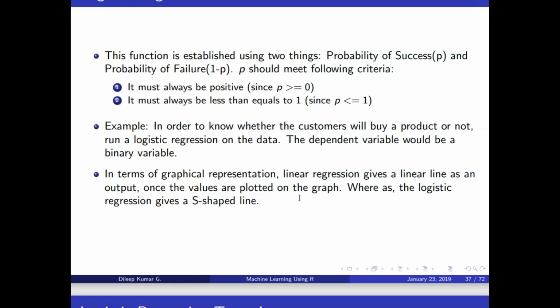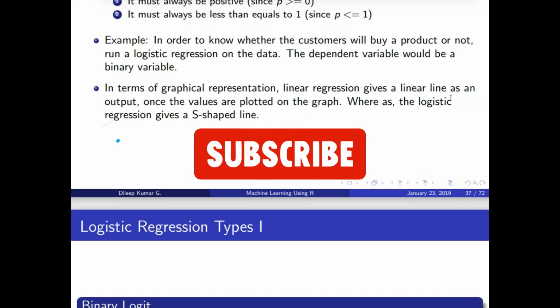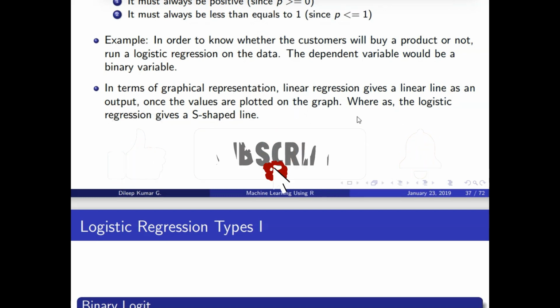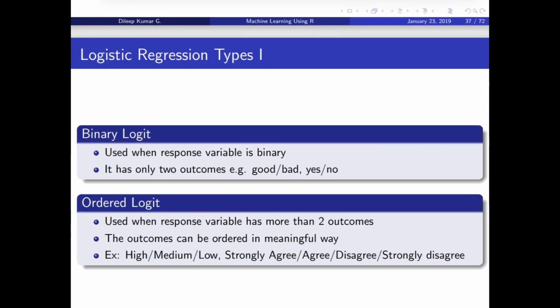In terms of graphical representation, the difference between linear regression and logistic regression is that linear regression will give you a straight line, whereas when you project data with logistic regression, you are going to have an S-shaped line, a sigmoid curve. And these are the types of logistic regression.